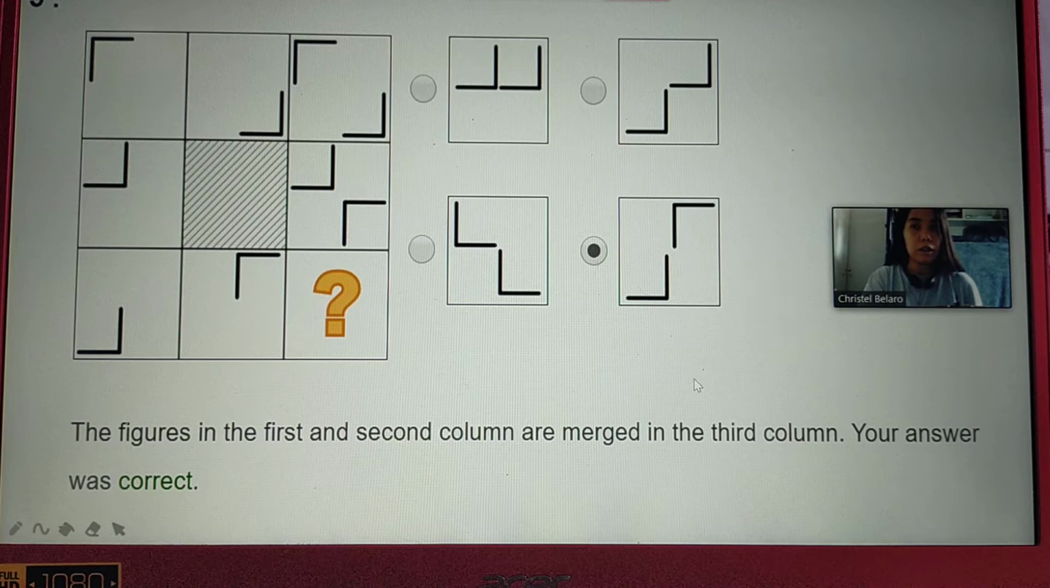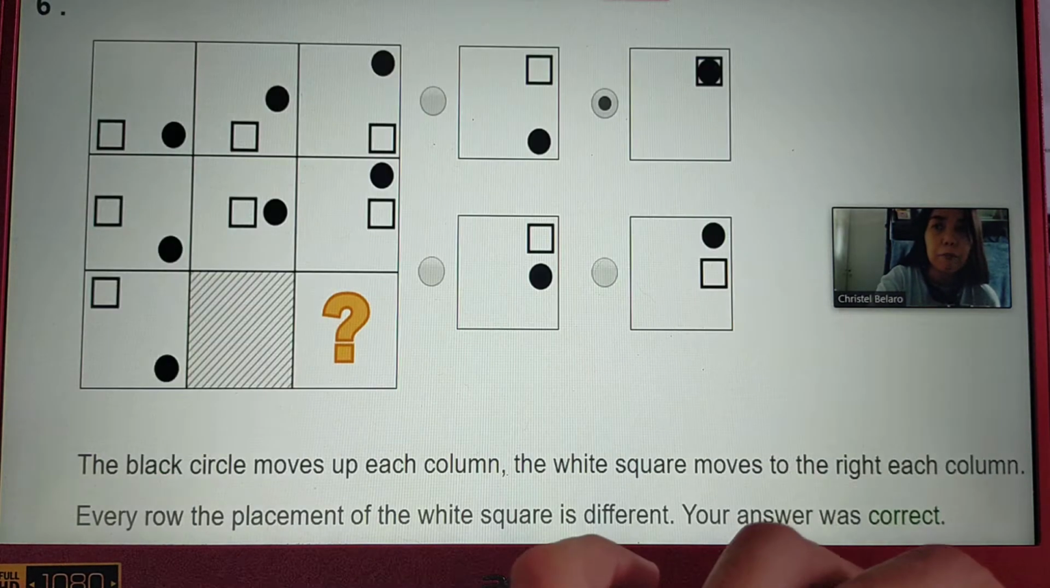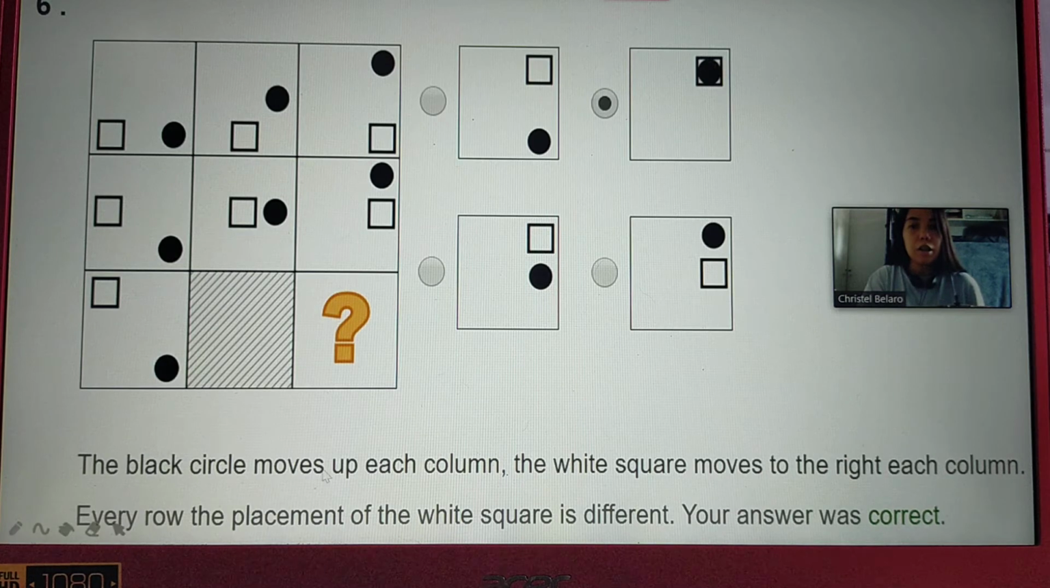Okay, who got the correct answer? Very good. Next. The figures in the first and second column are merged in the third column. So we're done with this. And the last number, the black circle moves up each column. The white square moves to the right each column. Every row in placement of the white square is different. So the answer is letter C, cat.